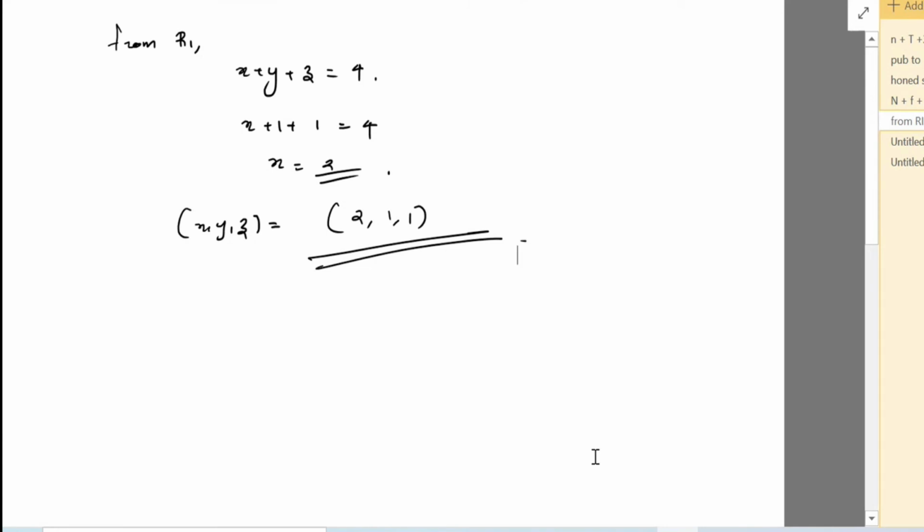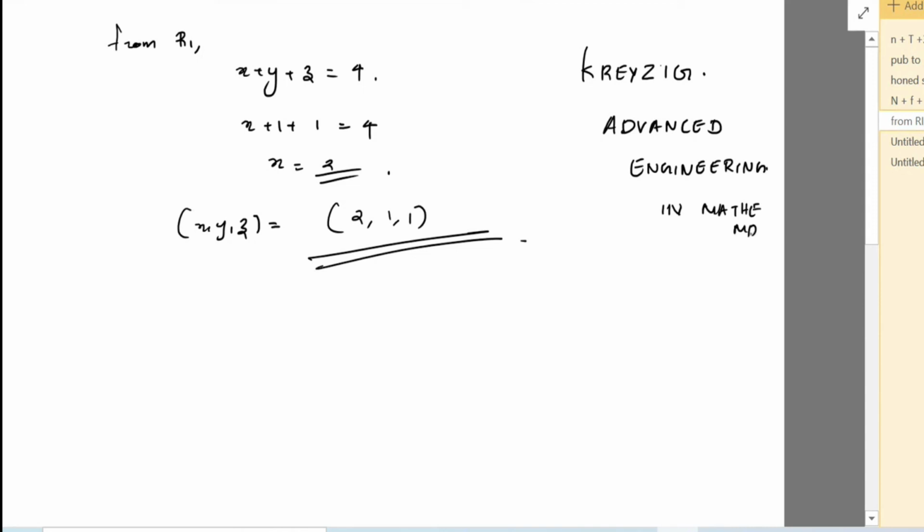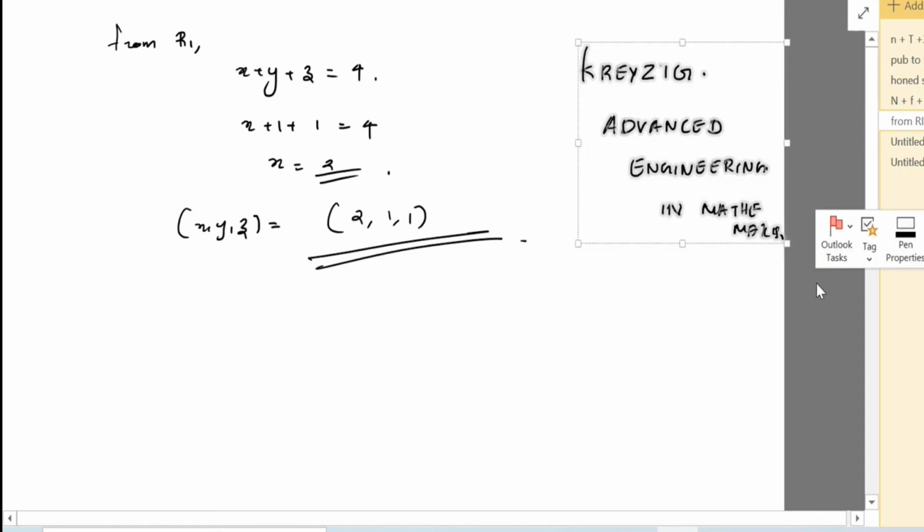One second. There is a textbook called Kreyszig, Advanced Engineering Mathematics. In this textbook, you can find a lot of exercise problems. Advanced Engineering Mathematics, written by Kreyszig. I can upload this textbook. If you need it, I will upload it in Teams also.